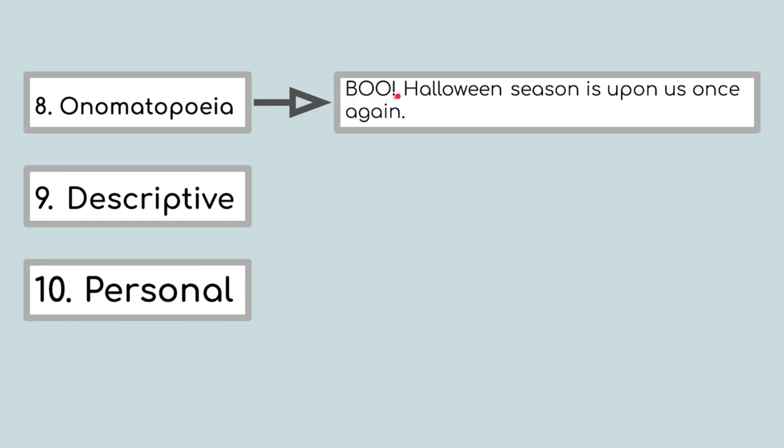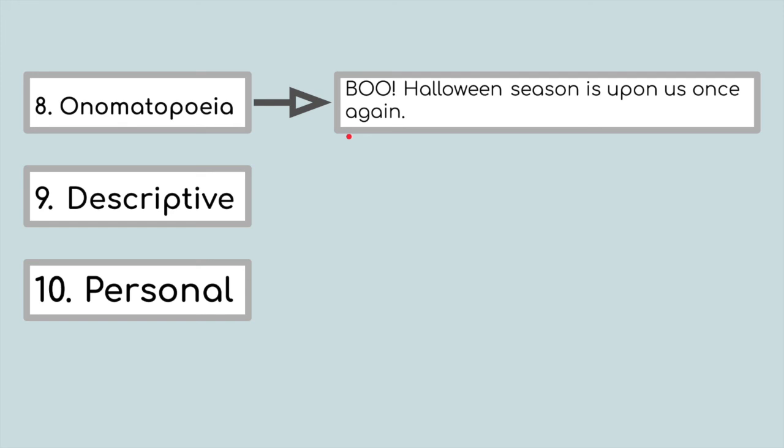Now, as you can see here, we use onomatopoeia to interest the reader, and it's related. And then I gave another sentence, kind of like a double. I said Halloween season is upon us once again. Again, this is all related to my main topic, which is Halloween or the history of Halloween.